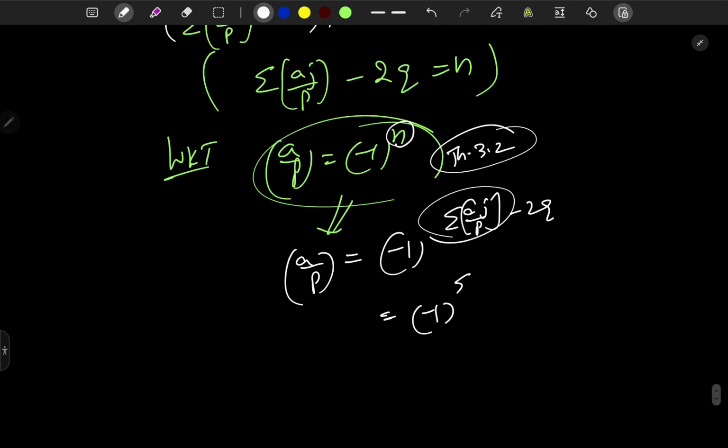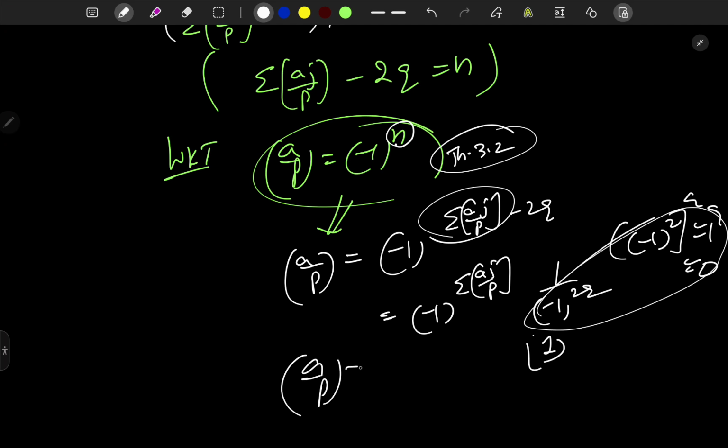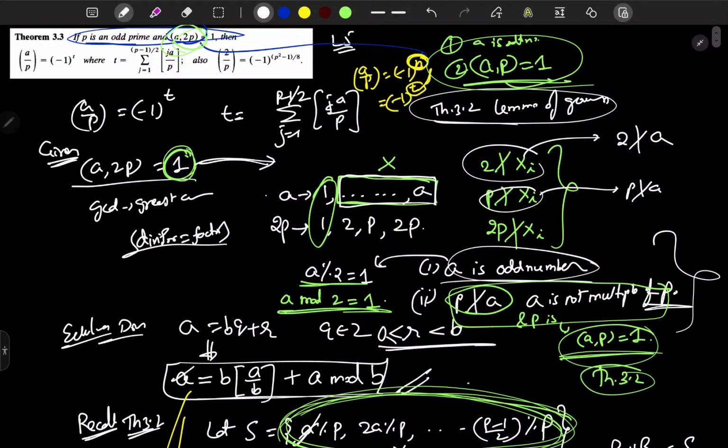And aj by p into minus 1 whole power minus 2. So this means 1 by minus 1 whole power 2 square. So minus 1 whole square whole power q, how much? 1 power q into 1. So overall 1 by a. So a by p equals minus 1 equals t. Happy? This is a small proof.